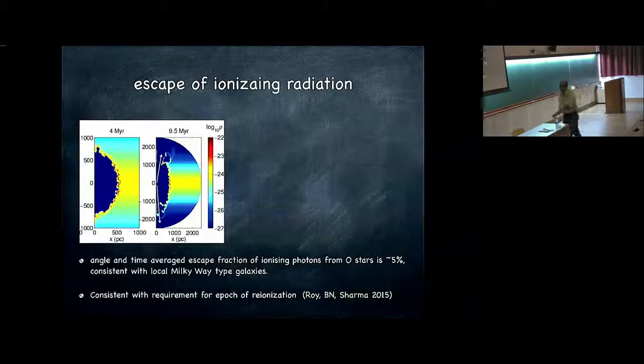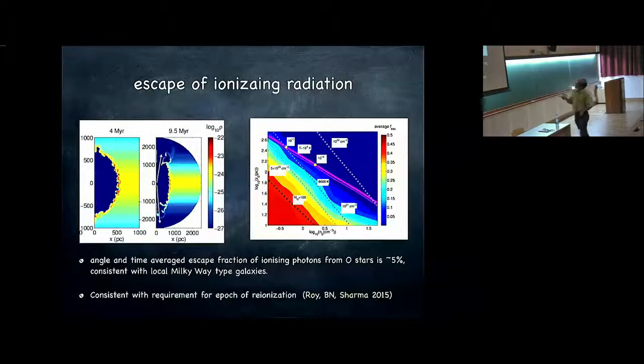But one usually takes the escape fraction of ionizing radiation as a free parameter, but one has to understand this as a function of galaxy type, as a function of star formation rate, if possible. So we've done some preliminary studies on this, and we think the angle and time average escape fraction of a Milky Way type galaxy we get within about 5%, which is consistent. And this is sort of trying to understand on what parameters the escape fraction depends.